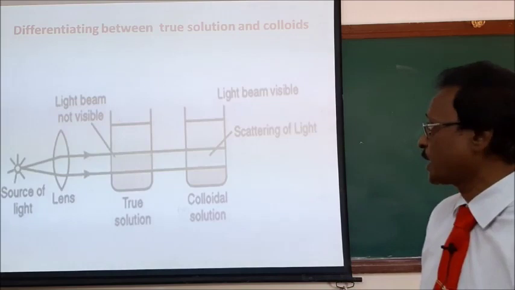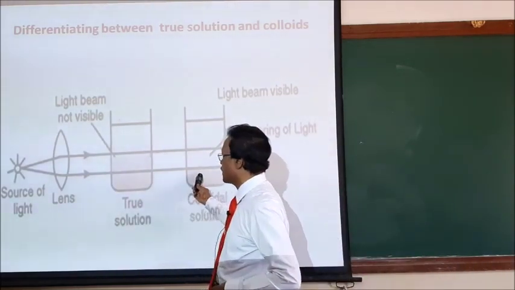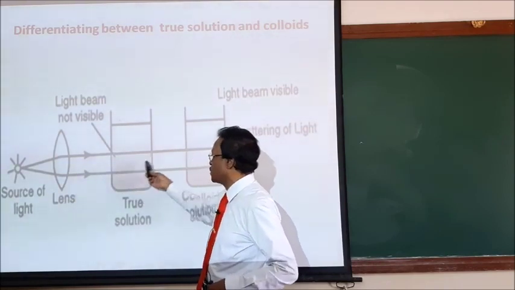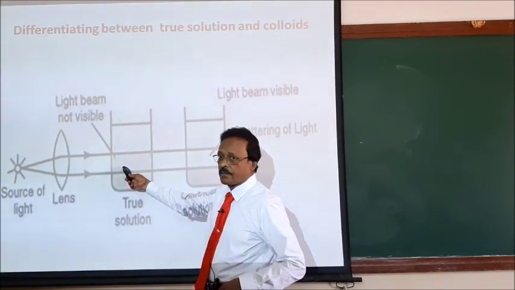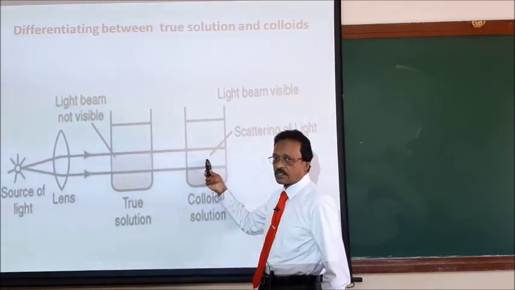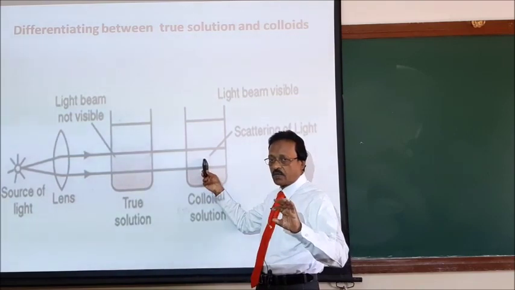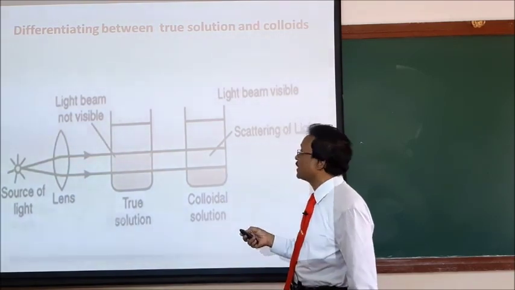I showed a diagram where I took one true solution and one colloidal solution. The light is passed through these two solutions. The path of the light rays is not visible in the true solution, but the path of the light rays is visible in the colloidal solution. The colloidal particles are sufficiently big enough to scatter the light rays, and this scattering property is seen in the form of the Tyndall effect.